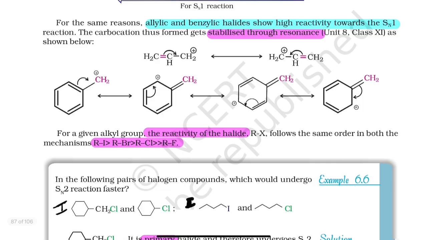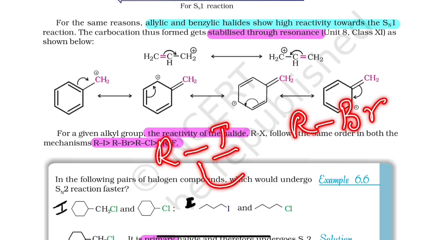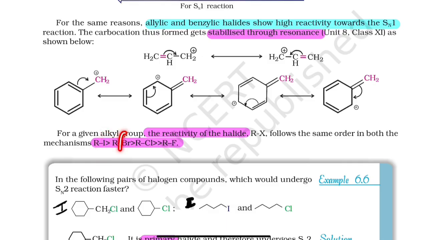For a given alkyl group, the reactivity of the halide RX follows the same order in both mechanisms, that is RI, RBr, RCl and RF. The meaning is leaving group. You know that if you take RI and RBr, I will leave faster when compared to Br. Therefore, I will be a good leaving group when compared to Br. Then comes chlorine and then fluorine. It is the same for both SN1 as well as SN2. So this will be the order of the leaving group. I minus is the better leaving group.